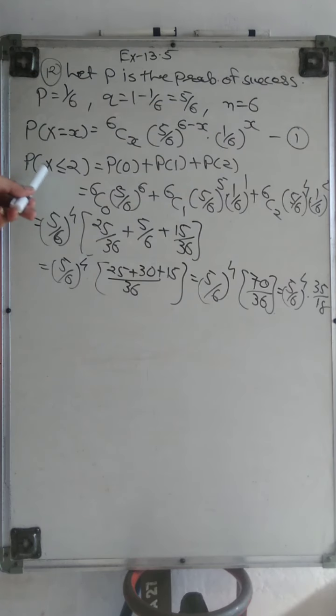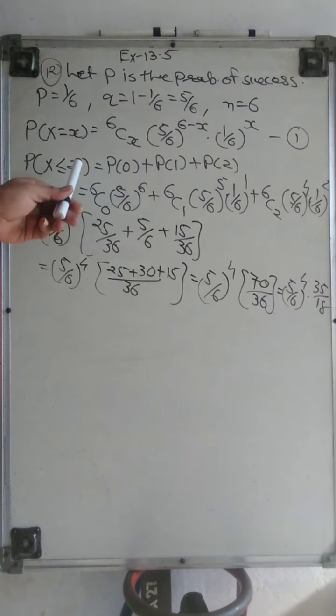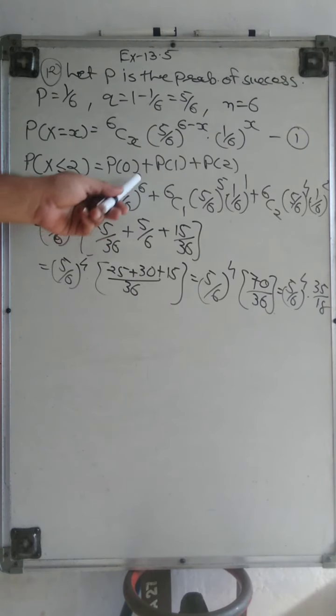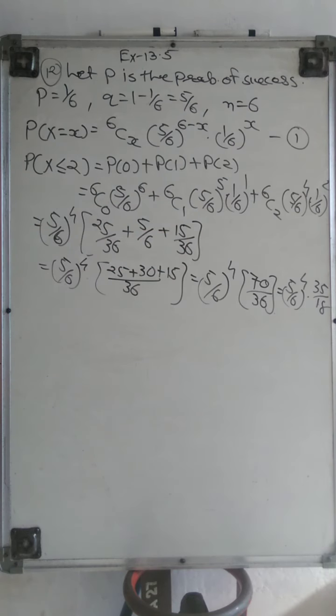Right? Now P(X) is less than or equal to 2. We want to find at most 2 times 6, or at most twice the 6 is obtained. At most means P0, P1 and P2 we want to find. So it is 6C0 (5 by 6) raised to 6 plus 6C1 (5 by 6) raised to 5 into (1 by 6) raised to 1 plus 6C2 into (5 by 6) raised to 4 and (1 by 6) square.